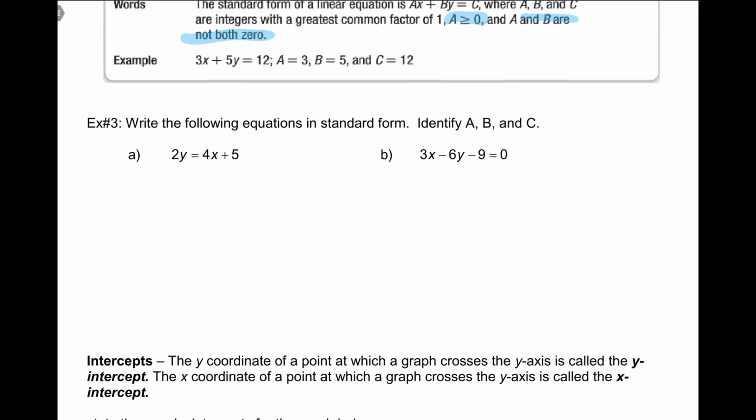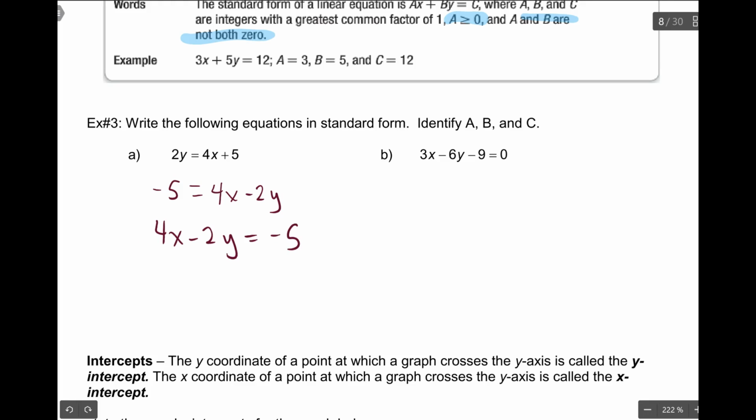So let's try this out. I need to have a greater than 0, so I'm going to move the 5 to the left side and subtract the 2y. Another way to write this is 4x minus 2y is equal to negative 5. So a is greater than 0, so that's good. A is equal to 4. B is equal to negative 2. Check it out, a and b are not equal to 0. And then c is going to equal negative 5.